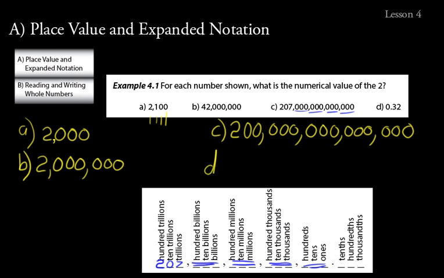D, look at that one, 0.32. So we're going to the right of the decimal place there. So 1, 2 places. The 2 is in the hundredths place. And again, we use placeholder zeros to show its value. Its value is 2 hundredths. So we'd say 0.02.